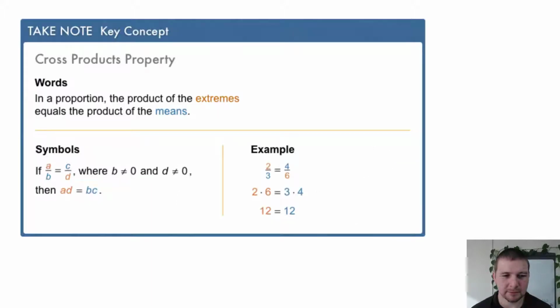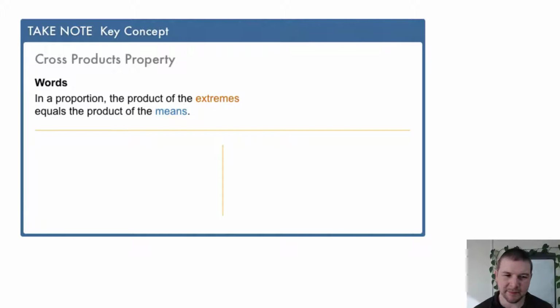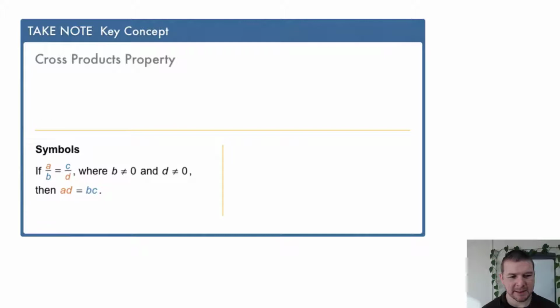Take note, the cross products property. In words it says, in a proportion, the product of the extremes equals the product of the means. In other words, the cross products are equivalent. In symbols, we can say if A over B equals C over D, where B and D do not equal 0, then AD equals BC.